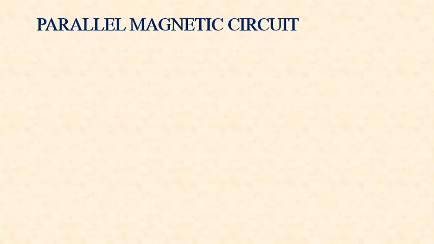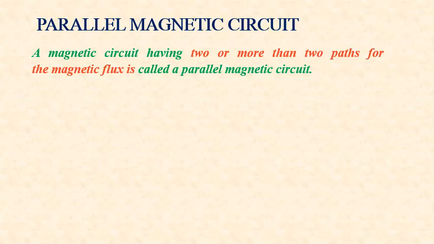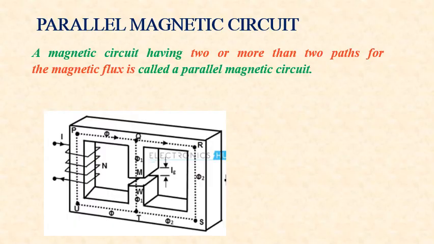So, first of all, what is a parallel magnetic circuit? A magnetic circuit having two or more than two paths for the magnetic flux is called a parallel magnetic circuit. That is, a parallel magnetic circuit will have more than one flux path. Take a look at the following magnetic circuit.